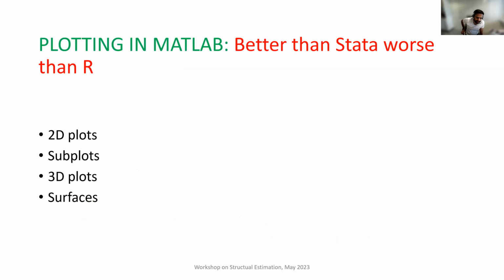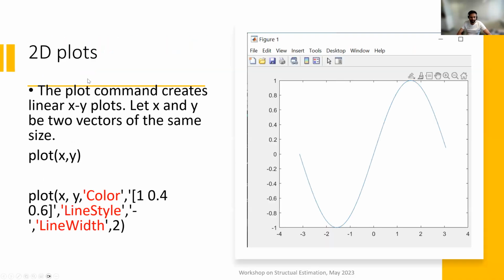Okay, let's go to plotting. The graphs are much more beautiful in MATLAB. They are much better than Stata, but they are worse than R. R has much better graphing ability than MATLAB. Okay? So if I'm plotting two column vectors, X is a column vector, Y is a column vector, I can say plot(X, Y).